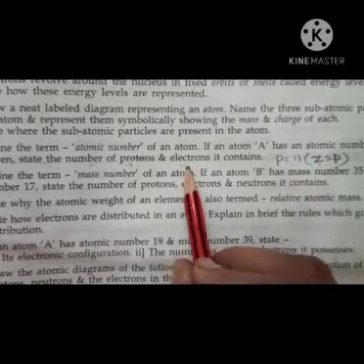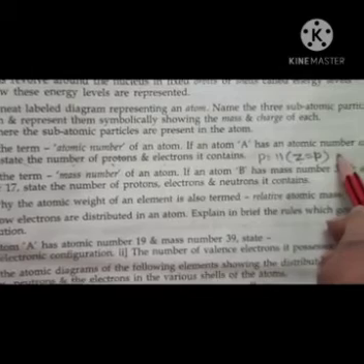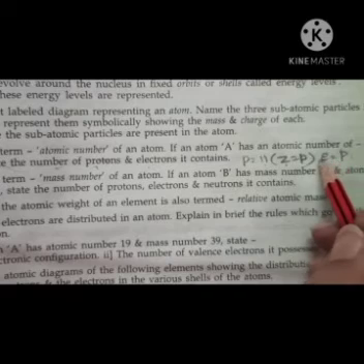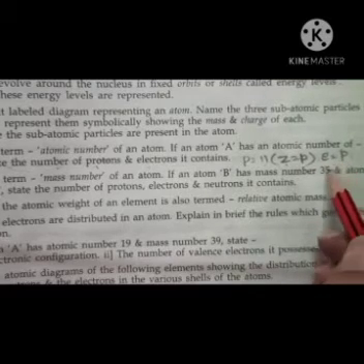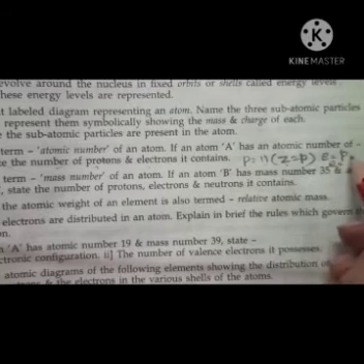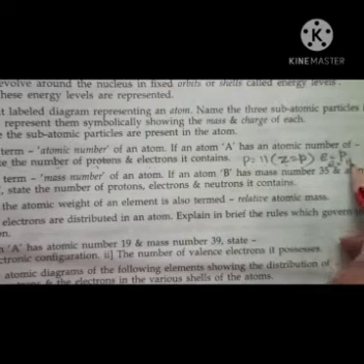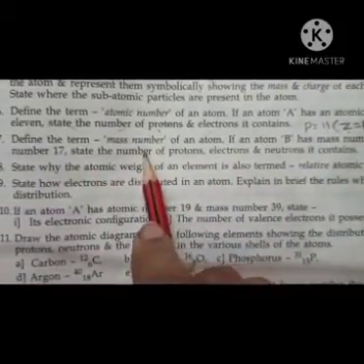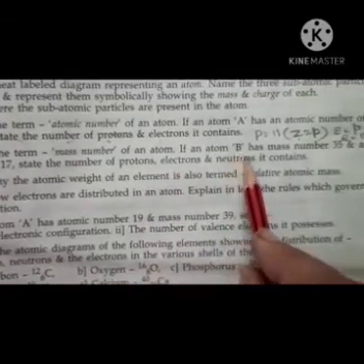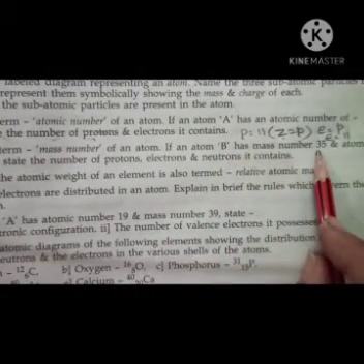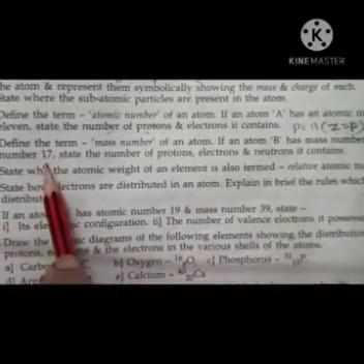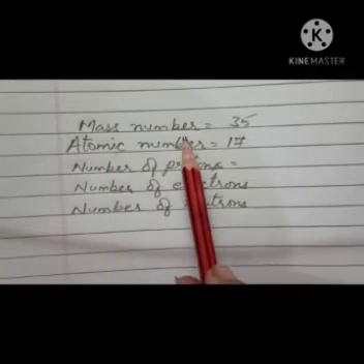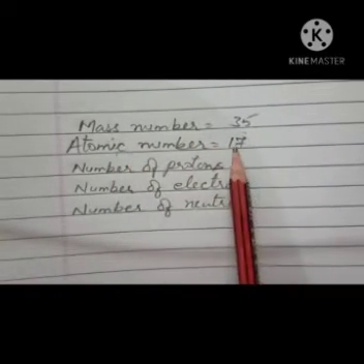Next it is asking the number of electrons. How will you find out the number of electrons? E is equal to P. The number of electrons is always equal to the number of protons. So how many electrons are there? Protons are 11, so electrons are also 11. Understood? In the same way here, define the term mass number. Now if an atom has mass number 35 and atomic number 17, state the number of protons, electrons and neutrons. The mass number is 35 and the atomic number is 17.